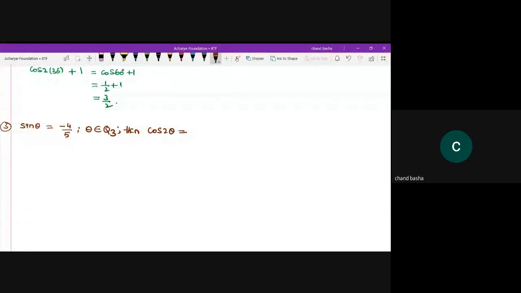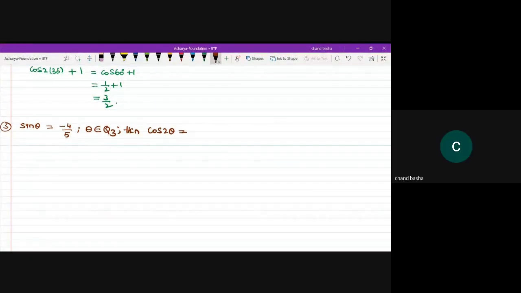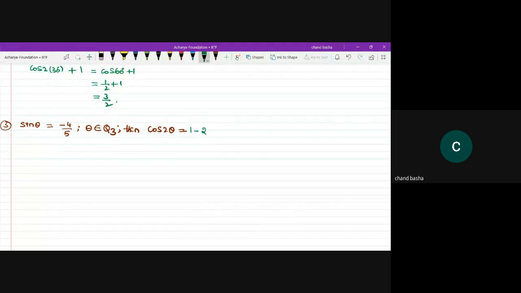Yes, guys, cos 2 theta is given. We have a total of 4 formulas. So which formula can be used? 1 minus 2 sine squared theta. Am I correct? Can we use this formula? Because I know the value of sine theta here. Hope you can understand my point.